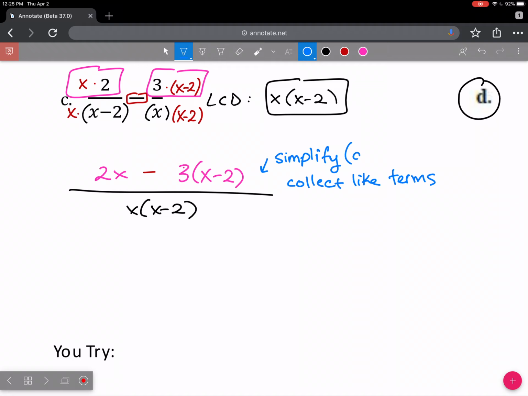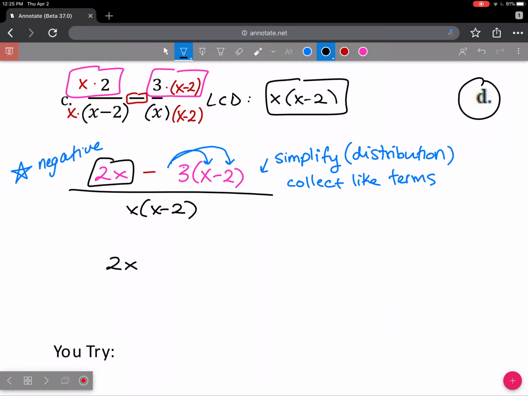And often there is a distribution step first. So you can see here that I got to distribute this minus 3 through the brackets. So very important here that you distribute the negative. Just like in previous notes where we were talking about factoring out a negative and signs will change, now we're distributing a negative and so signs will change. So let's go through this. We have 2x, and then we're going to get minus 3 times x, and then minus 3 times minus 2, that's going to be positive 6, all over the LCD.